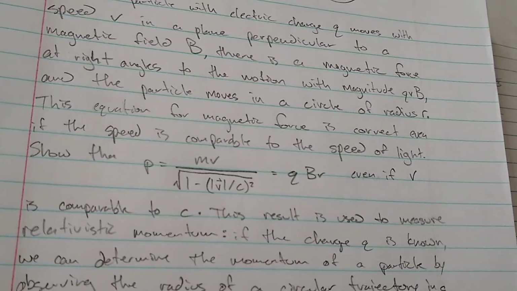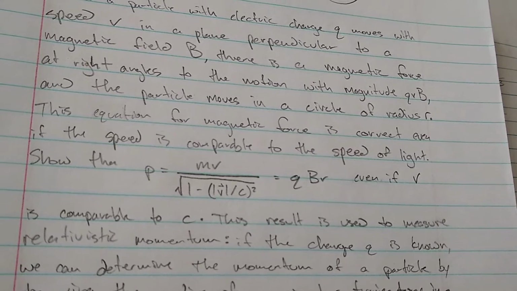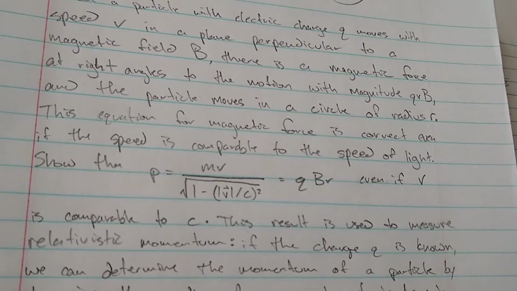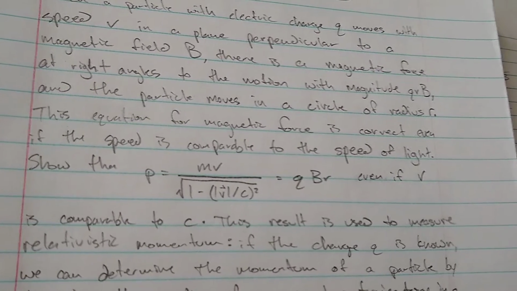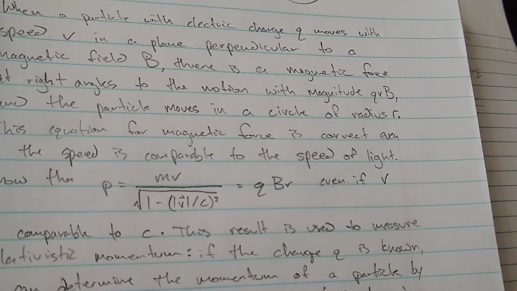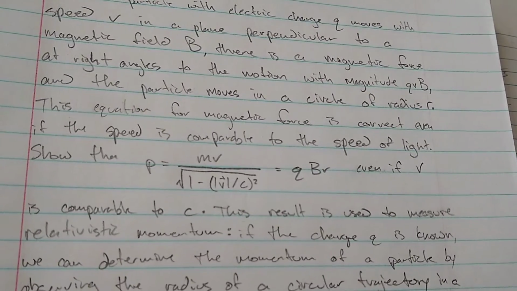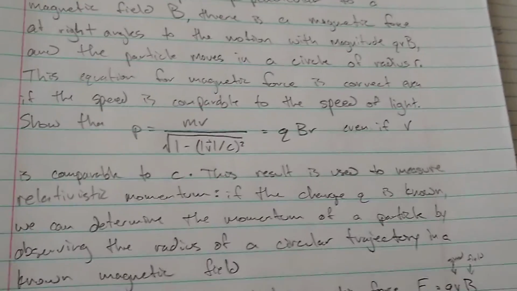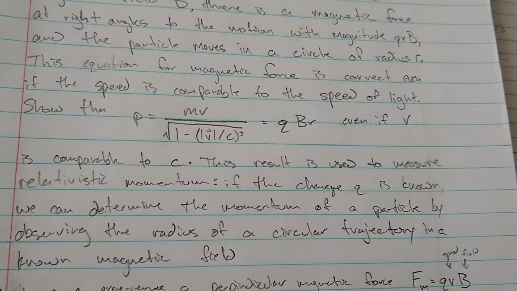It says momentum, and it gives us momentum at the speed of light, and it wants us to be able to prove that it's equal to charge times the field times the radius. Okay. And it wants us to prove that this equation works regardless of how fast this particle is moving.